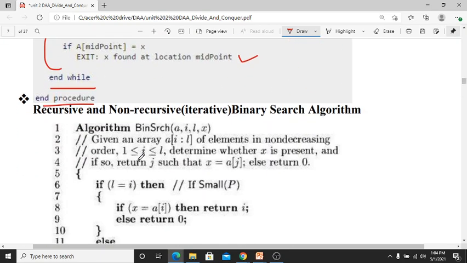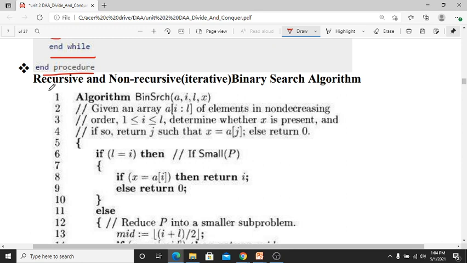Now we'll see the algorithm, the recursive and non-recursive binary search algorithm. Recursive is nothing but it will call itself, and non-recursive means we will use a loop condition, iterative, like a for loop, while loop, or do while. Okay, fine. Algorithm, binary search.